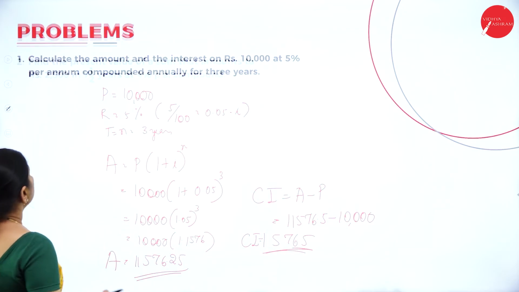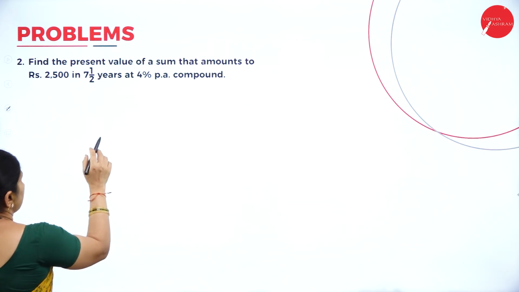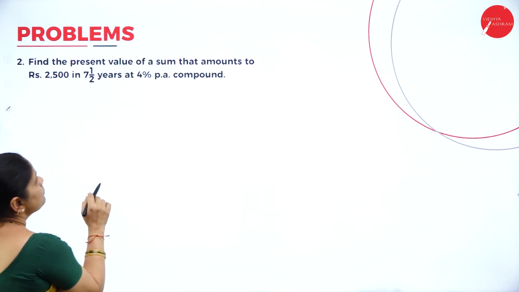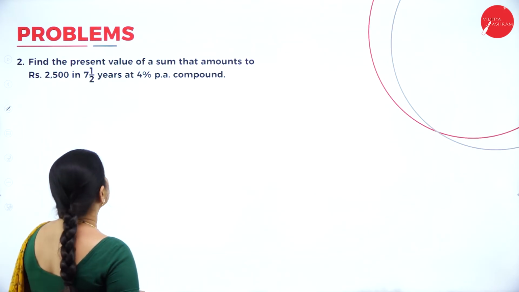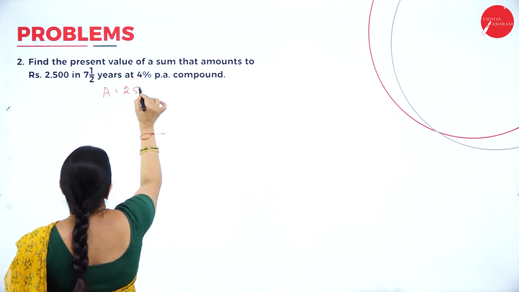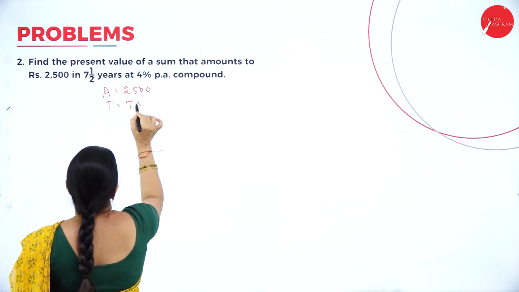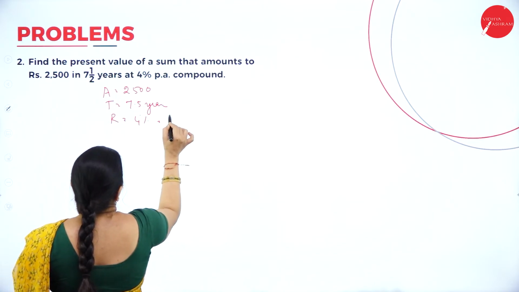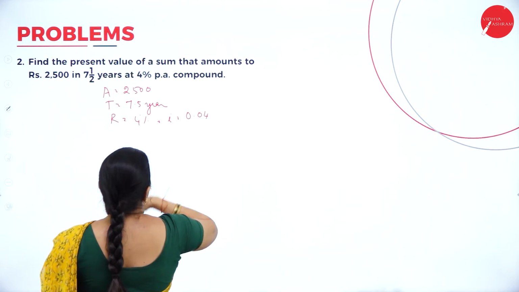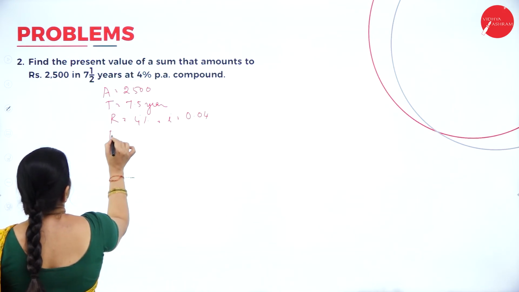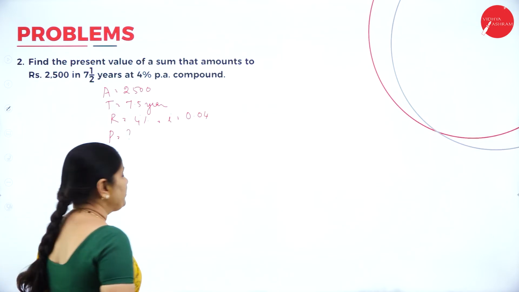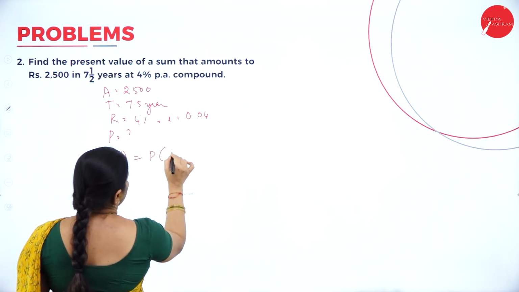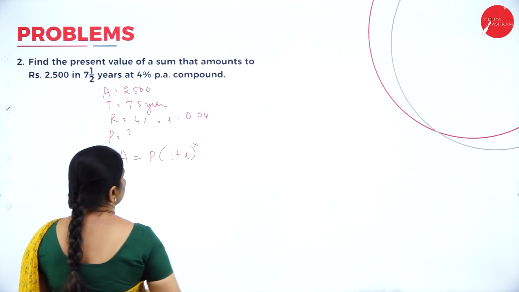Now, the next problem: find the present value of a sum that amounts to rupees 2,500 in 7.5 years at 4% per annum compound interest. So, the amount is given, 2,500, T equals 7.5 years, R equals 4% or I equals 0.04. Now we know the formula, we have to find what is P. So we don't know P. So I take it as A equals P into (1 plus I) to the power n.